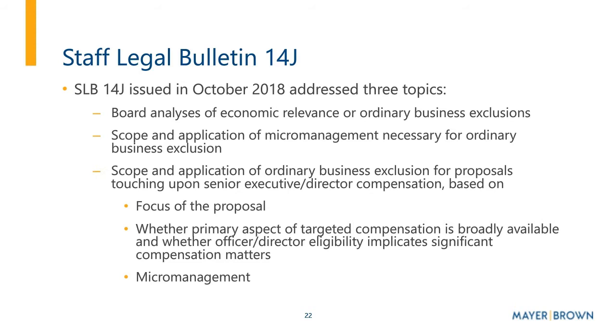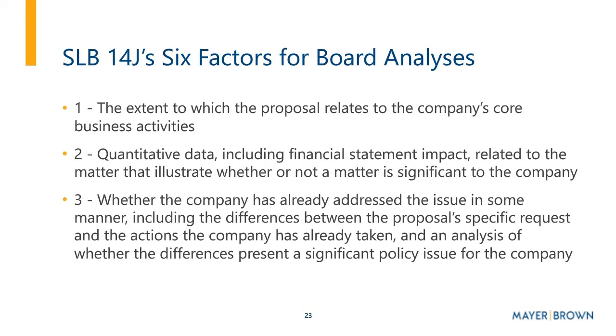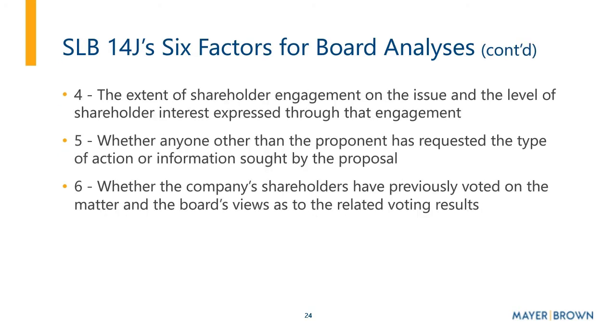And what I find most helpful about SLAB 14J is that it identifies 6 factors that the staff considers appropriate for a board analysis, and they're shown on this slide and the next one. This list isn't intended to be exhaustive, and it's not necessary for a board to address all 6 factors. But the list is useful because it offers a roadmap of what the staff finds helpful. So you should take it into account if you're preparing a no-action letter on one of these bases.